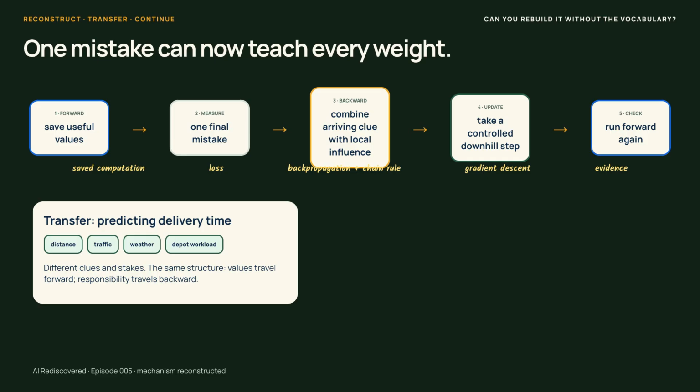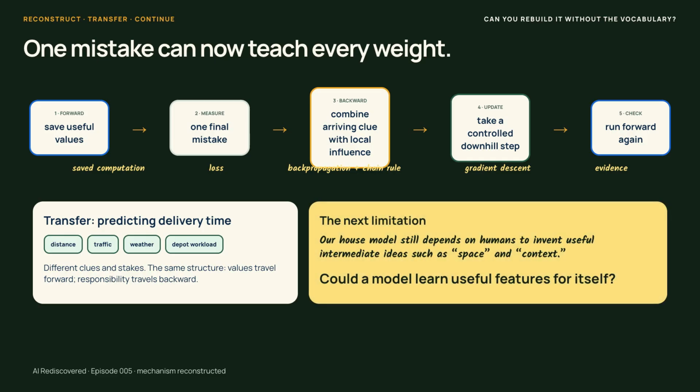We can now teach many weights from one mistake, but our small house model still depends on humans to invent useful intermediate ideas such as space and context. What kind of model could learn useful intermediate features for itself?